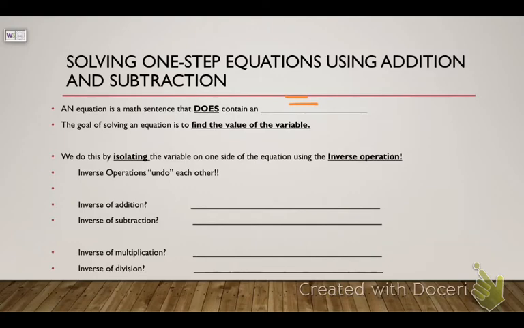Inverse operations undo each other. The inverse of addition is subtraction. The inverse of subtraction is addition. The inverse of multiplication is division. And the inverse of division is multiplication.